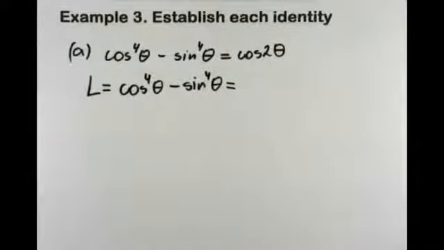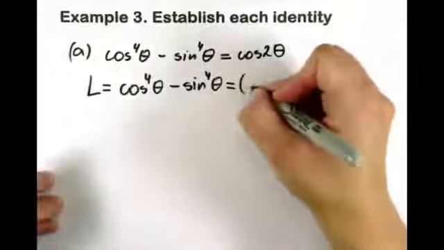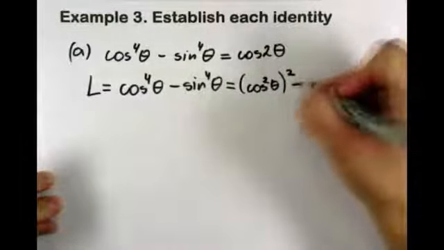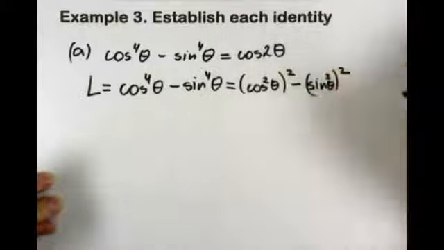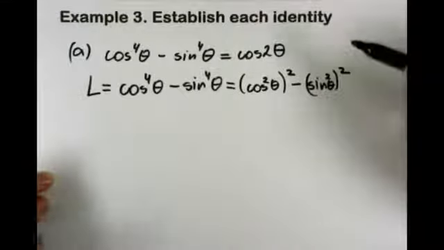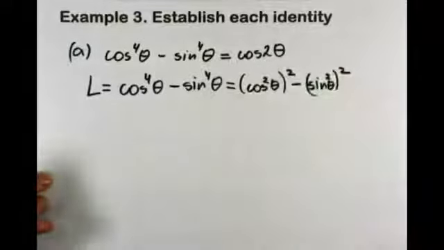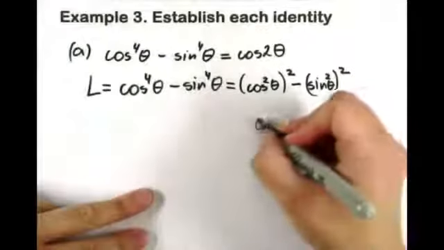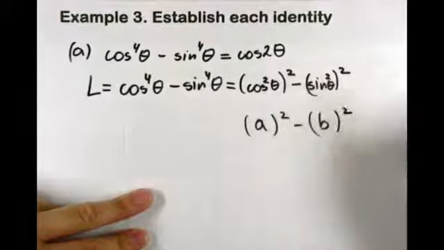I can write this as a square. I would like to write that this is cos square theta, squared, minus sine square theta, squared. Can we write like this? Yes, we can, because when we square a power we multiply exponents, so 2 times 2 would be 4. And now I would think that this is my a square minus b square.